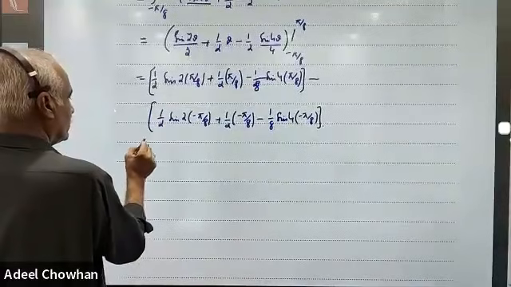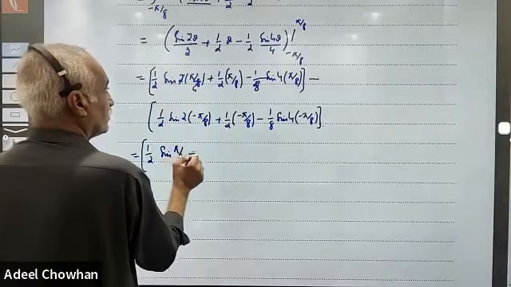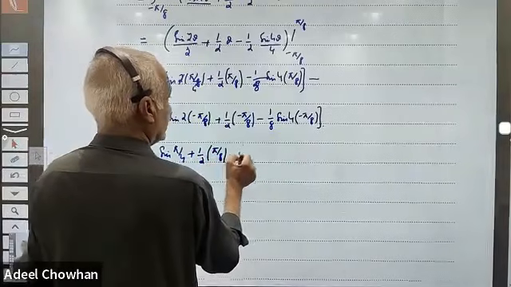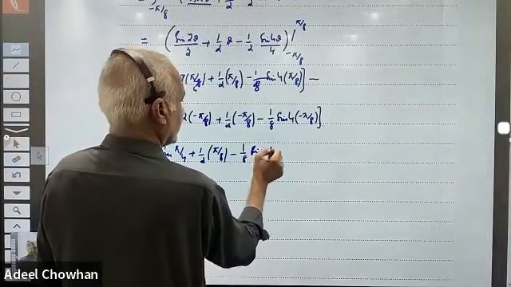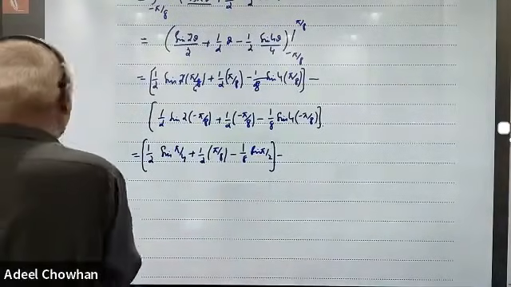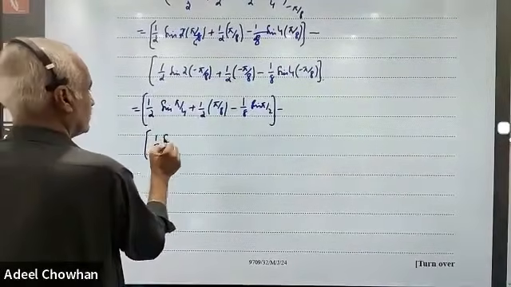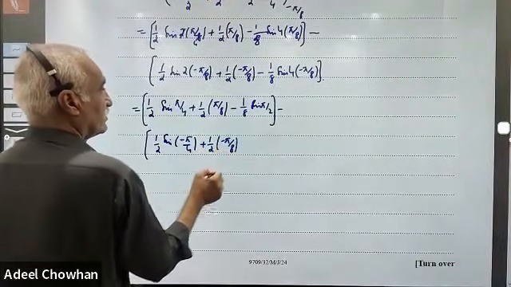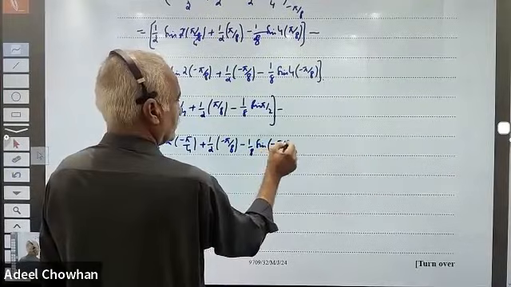This will be equal to half sine of pi by 4 plus half into pi by 8 minus 1 over 8 sine of pi by 2, minus half sine of minus pi by 4 plus half minus pi by 8 minus 1 over 8 sine of minus pi by 2.